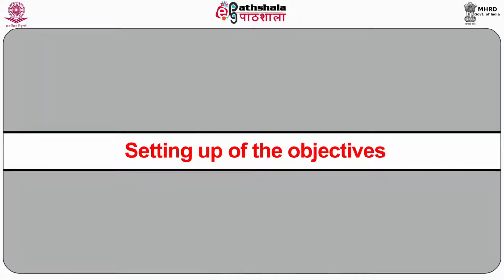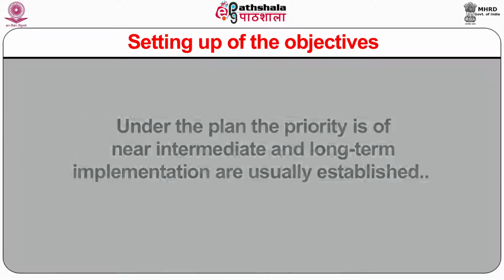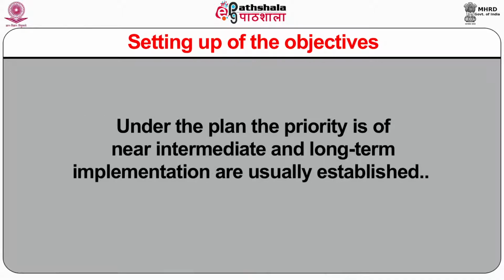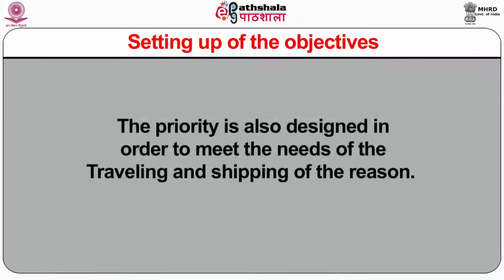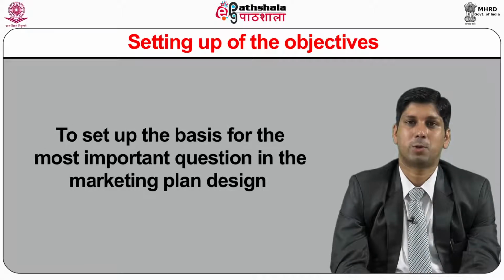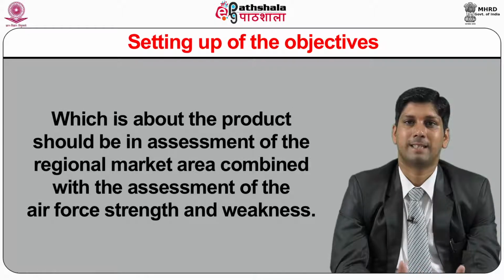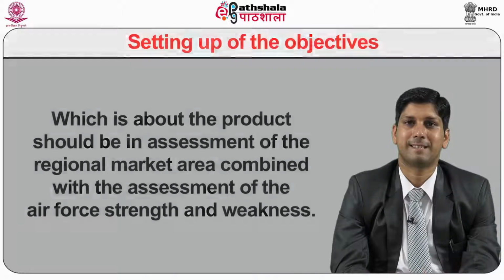The next one is the setting up of the objectives. A general plan is usually established by most airports in order to set out a strategy for air services development. Under the plan, the priorities of the near, intermediate and long-term implementation are usually established. The priority is also designed in order to meet the needs of the traveling and shipping of the region. To set up the basis for the most important question in the marketing plan design, which is about the product, the regional market should be assessed combined with the assessment of the airport's strengths and weaknesses.